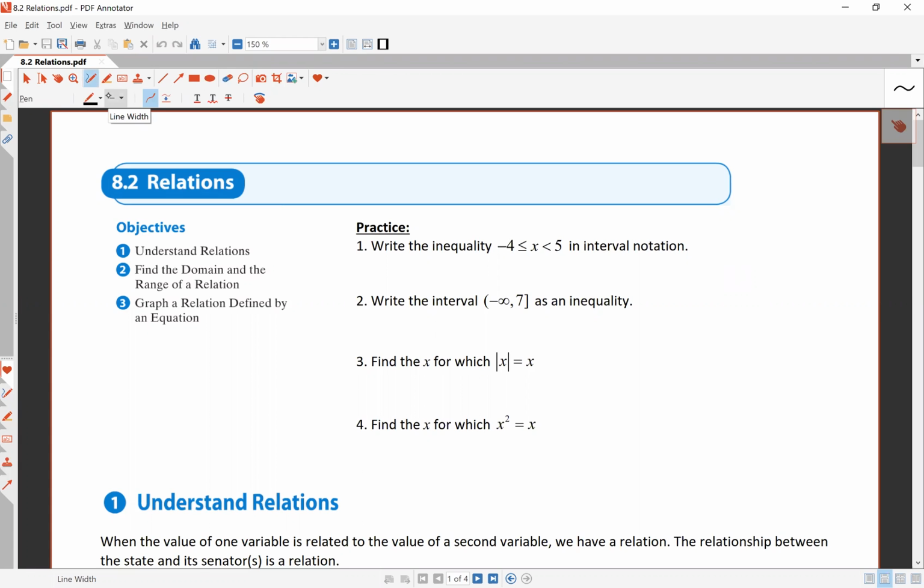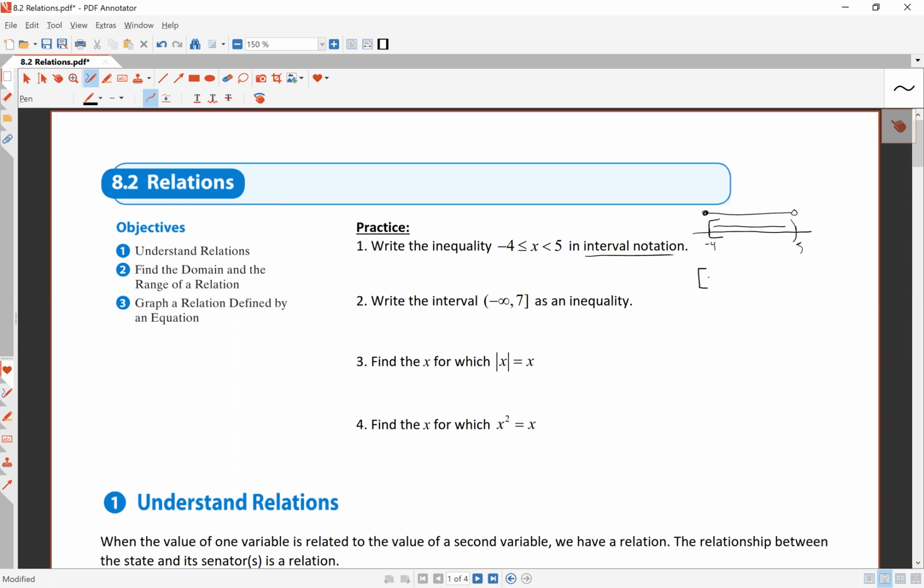Practice 1, write the inequality x is greater than or equal to -4 and less than 5 in interval notation. The graph of it looks something like all the numbers in between -4 and 5, including -4 but not including 5. Sometimes we use parentheses and closed circles to represent that, but I like to use parenthesis and bracket because the interval notation uses the same thing.